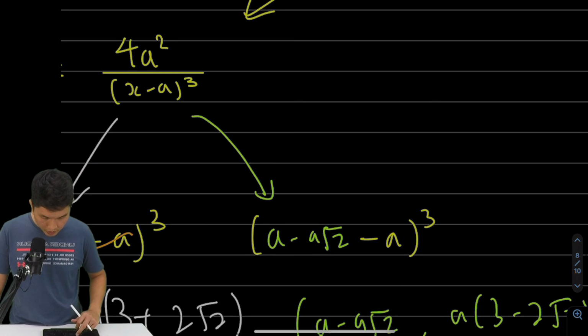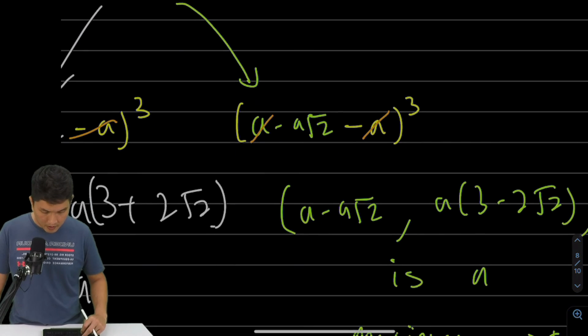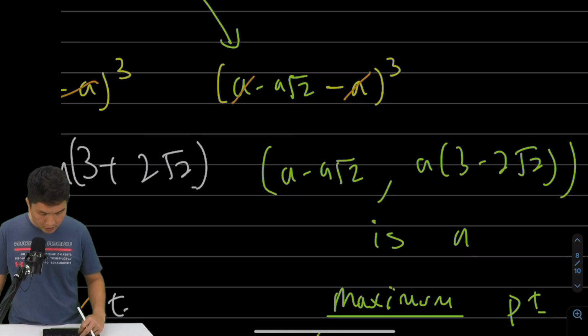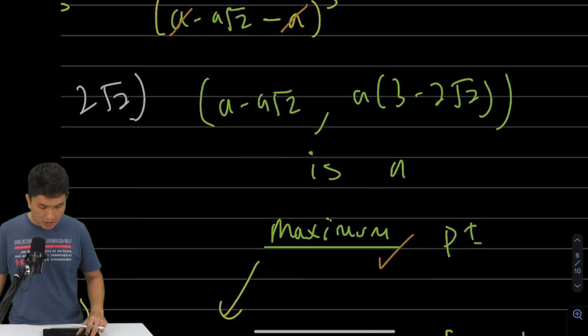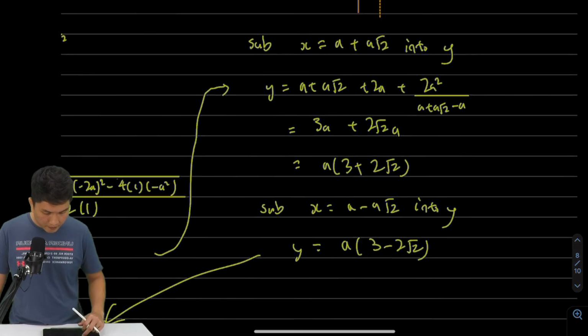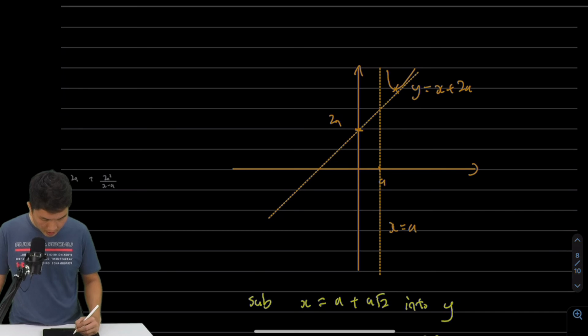I'm also going to substitute the negative value of x, when x is equal to a minus a root 2. Again, this cancels out. It will just be the cube root of a negative value, which is negative. So d squared y dx squared is negative, which means this is a maximum point. Okay? So coming back to the graph, I have a minimum point here. I have a maximum point somewhere over here.